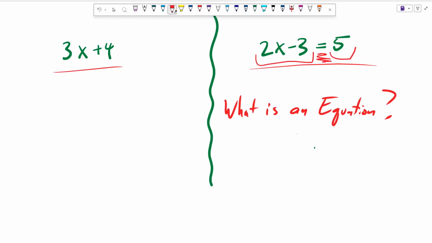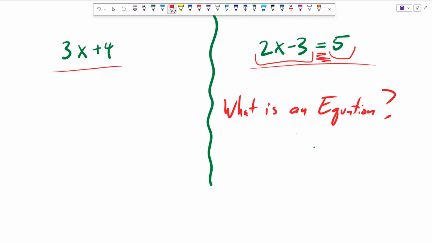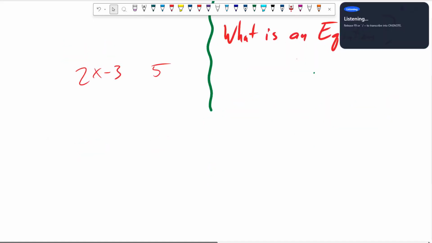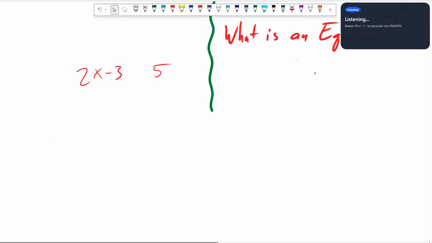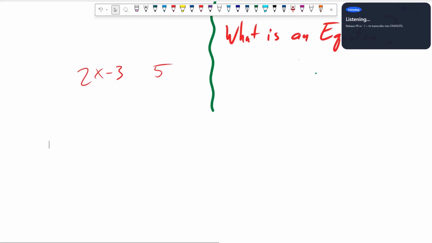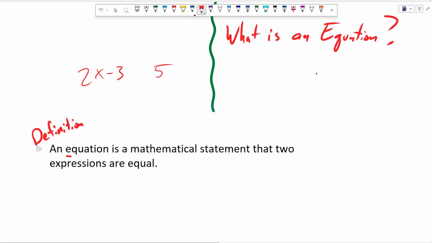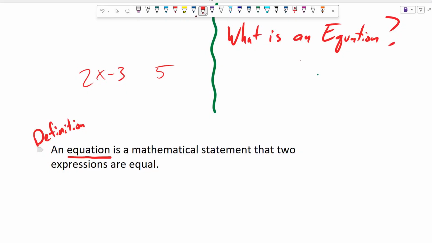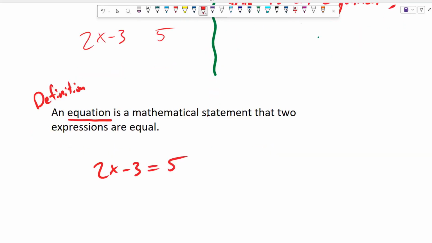Okay, we're close. Would this be an equation? Definitely not. Would this be an equation? No. Definitely not. We definitely need an equal sign, and we need an expression on the left and an expression on the right. Here's the actual definition. An equation is a mathematical statement that two expressions are equal.